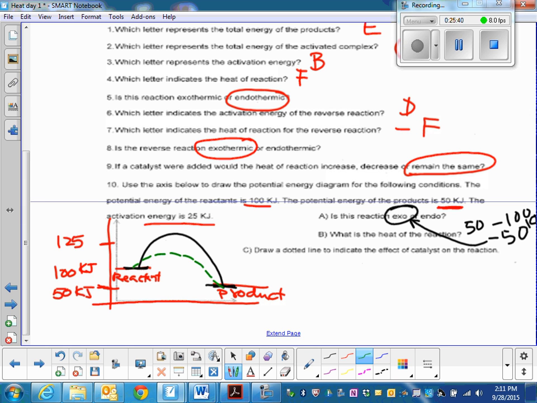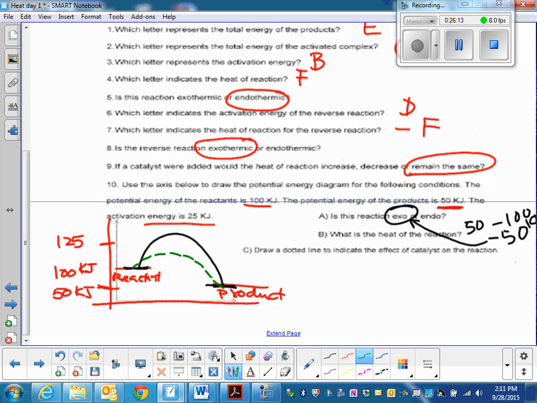How do you know if it's exo? If heat is released, Soma, we said, as I'm giving away, I have less. Right? The reactant gave away, that's why the product is less. When it's giving away, it is exo. If it is gaining, it is endo. Right? Does that make sense?